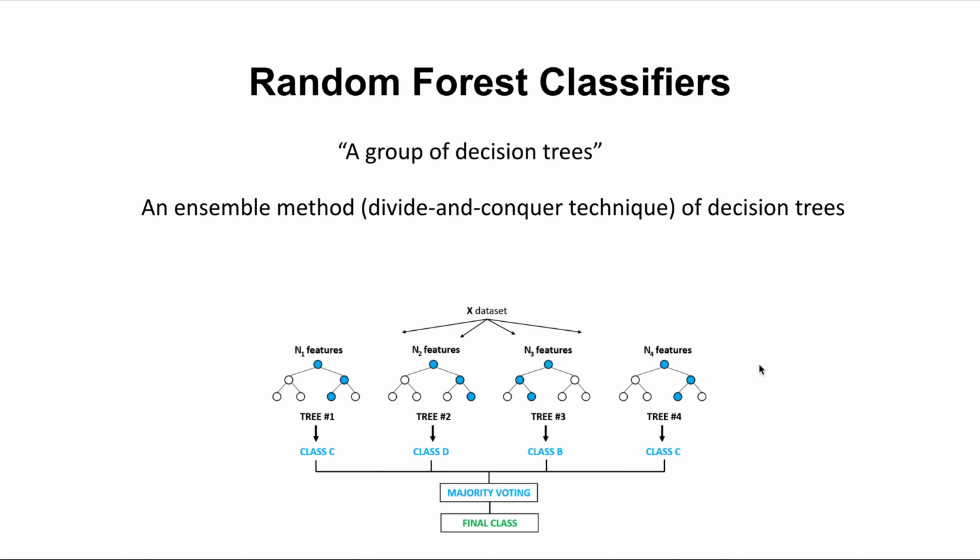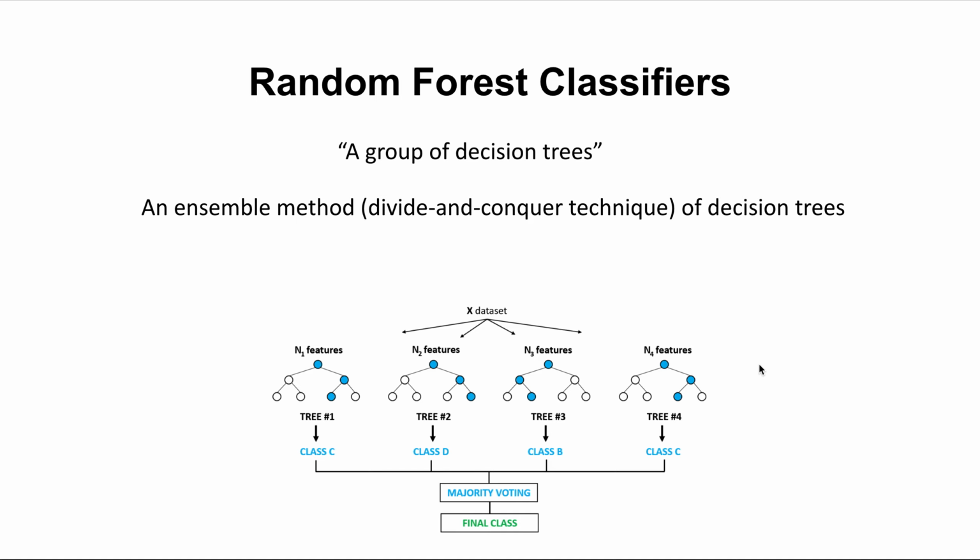And in more technical terms, it's an ensemble method or divide and conquer technique of decision trees, right? It's a divide and conquer method to create the decision trees, and then we have multiple decision trees and we iterate through each decision tree to get a vote. So let me explain what I mean. If we have some kind of data set or some problem, we have a certain number of samples or maybe training examples in that problem.